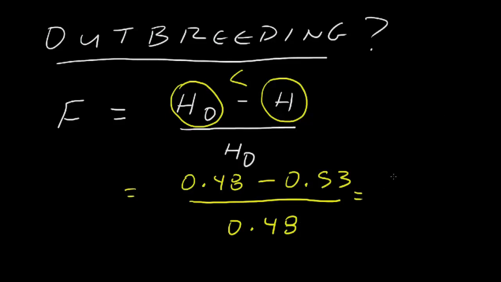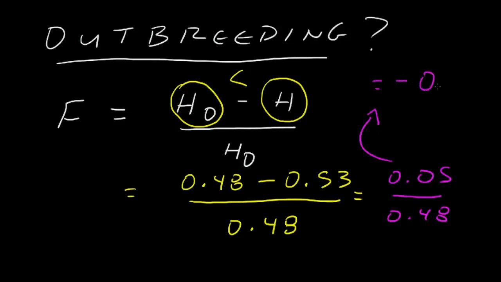What does that give us now? It gives us 0.05 in the numerator divided by 0.48. And what does that end up being? I guess this is the key point. That ends up giving us a value of negative 0.10, if I've done the math correctly. Negative 0.10. The key point here is that outbreeding will result in negative F values. So we're now on the other side of 0. Negative values are indicative of outbreeding.